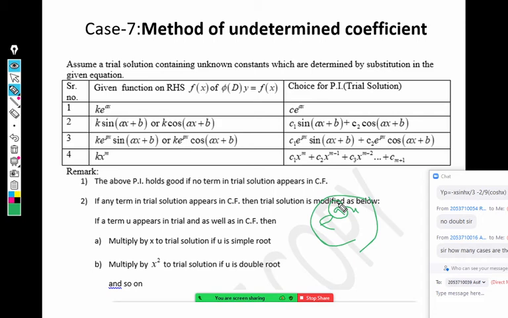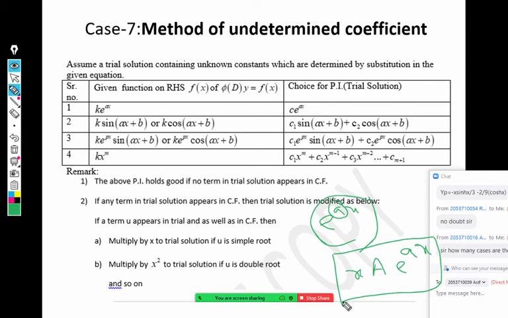Then in that case, your trial PI will be x times a constant. Instead of C1, since we take C1, C2 as the constants in the CF, I will say x into constant a into e raised to ax. This is my trial PI, where the value of a we have to compute. Now when we use this PI, first of all, e raised to ax is in the RHS.